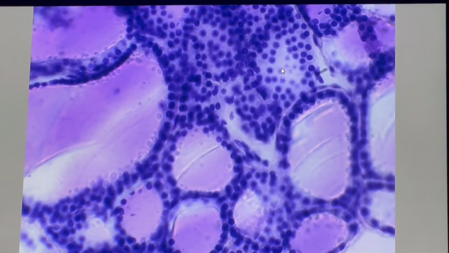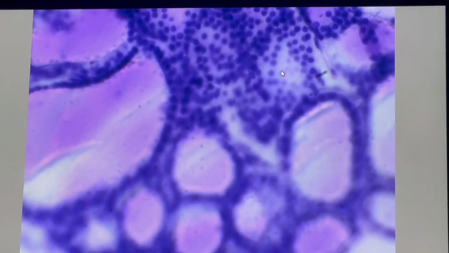All slides of this lab are stained by hematoxylin and eosin. Any question?